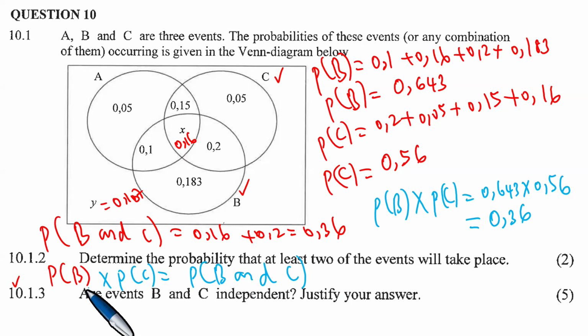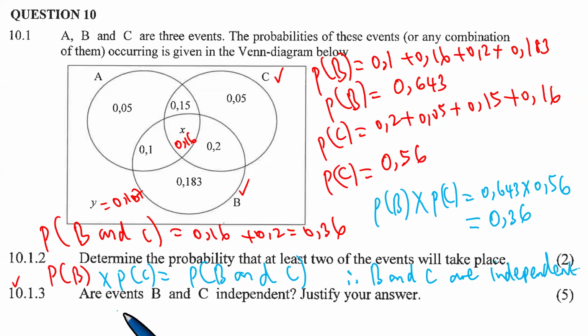So the probability of B times the probability of C is the probability of B and C, because it's 0.36, and the other one is also 0.36. So indeed, this probability formula holds true, right? And the conclusion, therefore, is that B and C are independent.